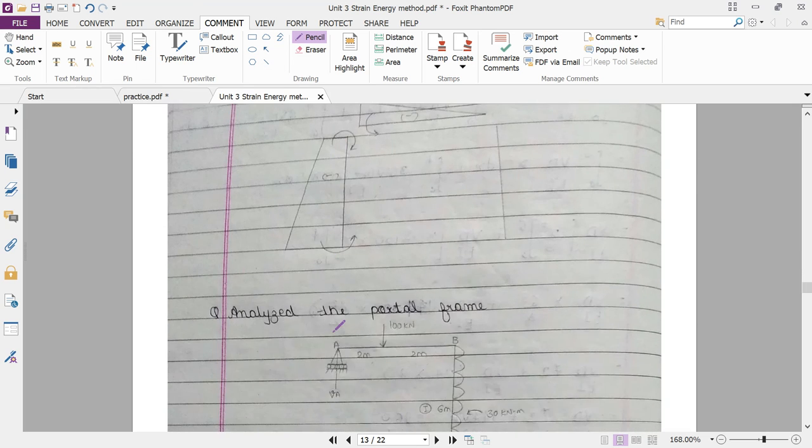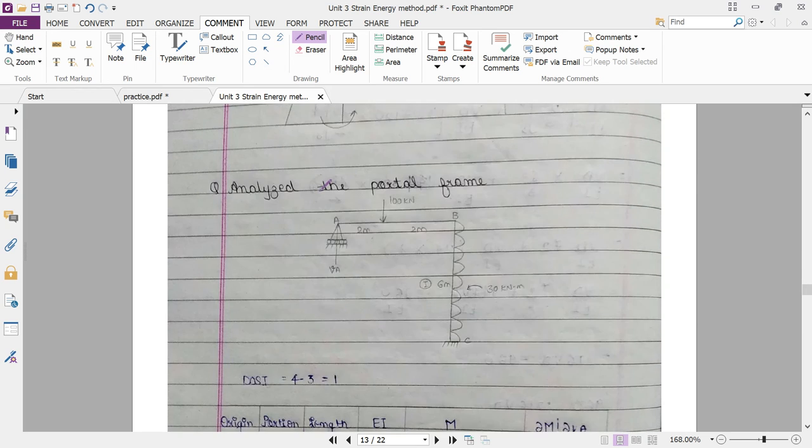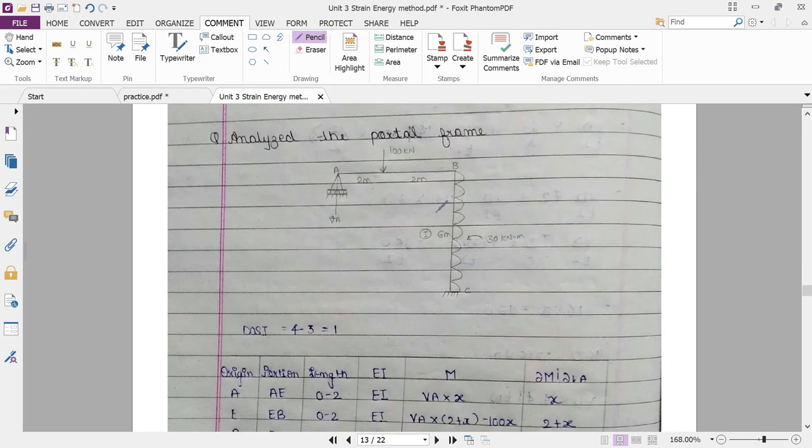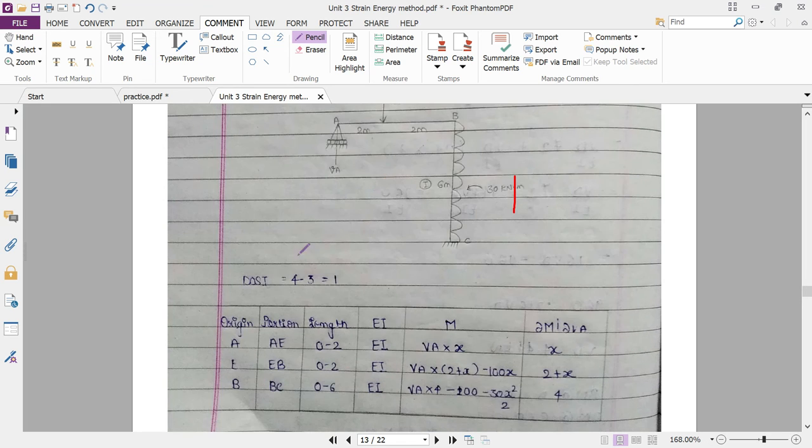Okay, now next is analyze the portal frame. Like this. So here a roller support is there, and on the vertical column CB, a UDL of 30 kilonewton per meter is acting, and a 100 kilonewton load is also acting as an eccentric loading. So again the degree of static indeterminacy is equal to 4 minus 3, that is equal to 1.